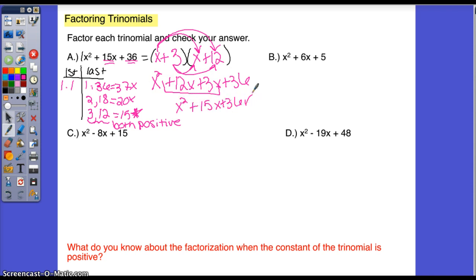That's my original. I'm good to go. I can circle my answer now. Okay, for the next one, let's go ahead and first make our parentheses.